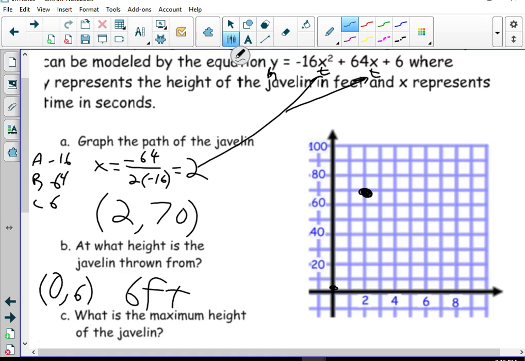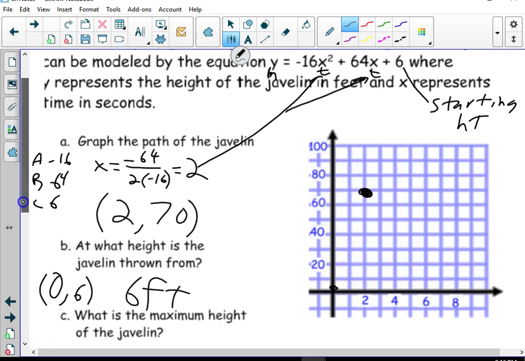If the dude is 5.5 feet tall, by the time he releases it, it releases from his hand at about 6 feet off the ground. Depending on your height, it would change. But that number there is the starting height. It will always be the starting height. So the y-intercept is the starting height. That's where it starts to graph.